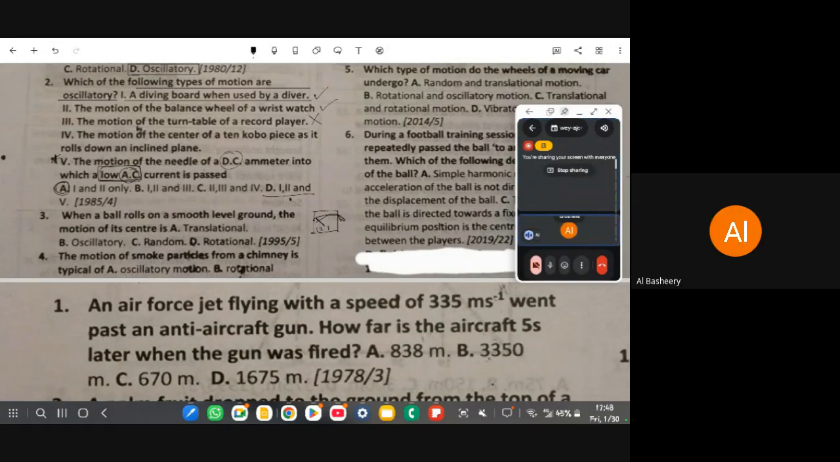I picked translational because they said when a ball rolls on a smooth level ground. And you said translational is the movement of an object on a straight line. So smooth level ground means that level ground will be very smooth, so it will be straight. That's why I picked translational.